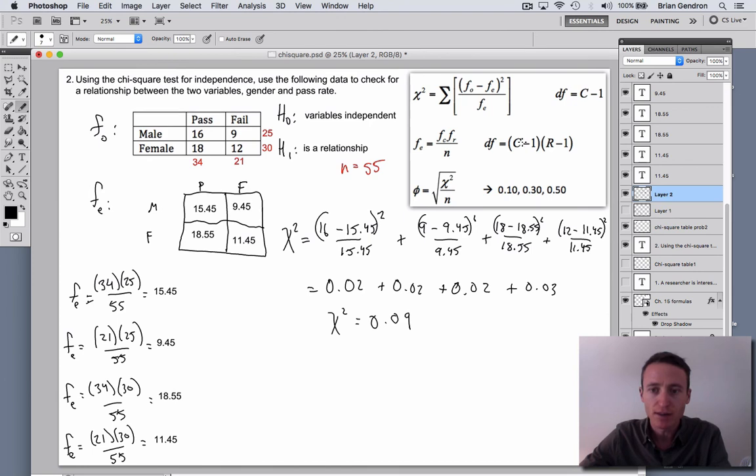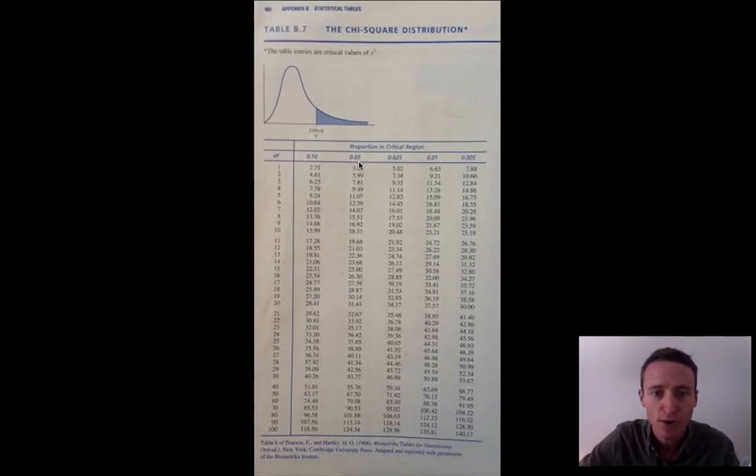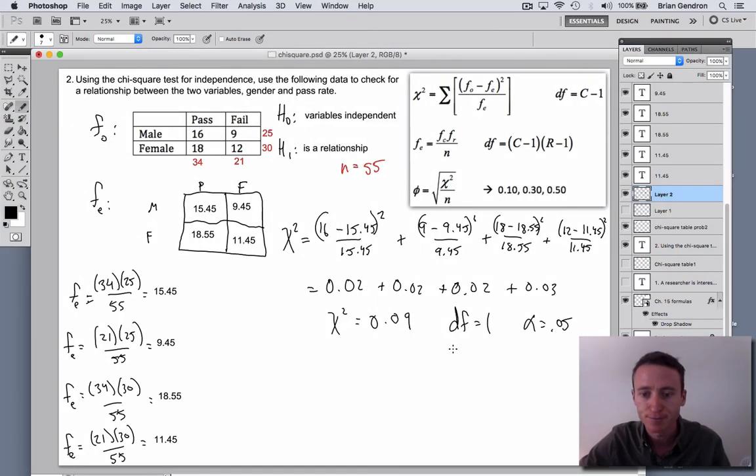So C minus 1, the columns minus 1, so 2 columns, pass and fail, and then rows minus 1. There's the males and females, so there's 2 rows. 2 minus 1 times 2 minus 1. The degrees of freedom is 1. And let's assume, as always, we're using alpha of 0.05. Unless otherwise stated, we're pretty much always using alpha of 0.05. So let's go ahead and find the critical value of chi-squared. 0.05, 1 degree of freedom, happens to be the same as the last problem, 3.84. The critical value.